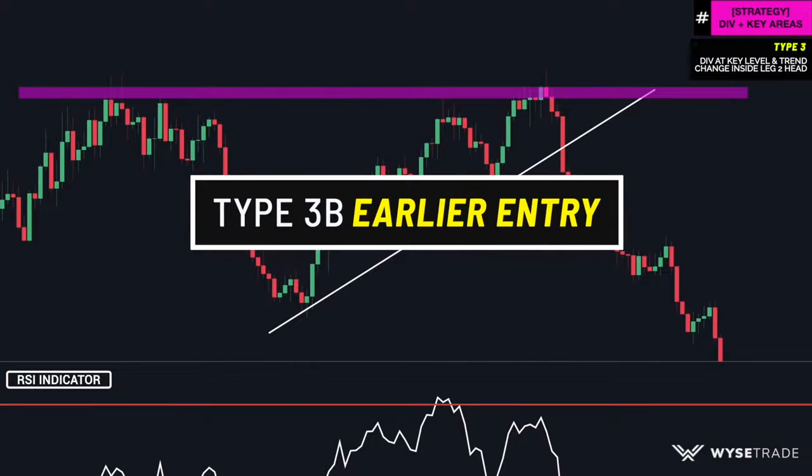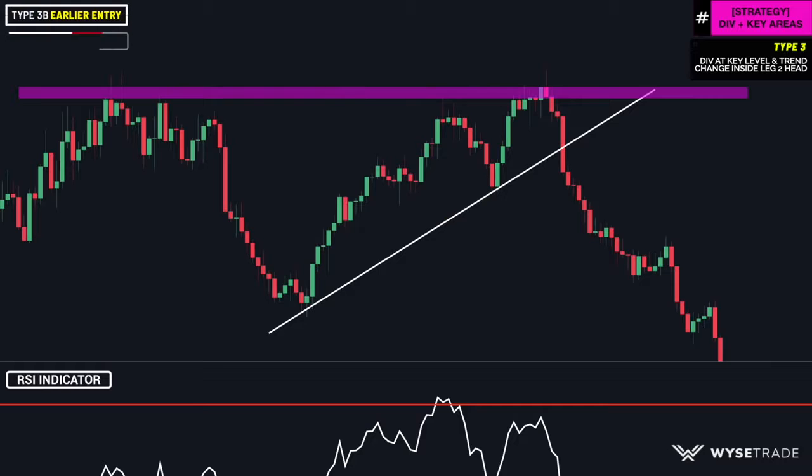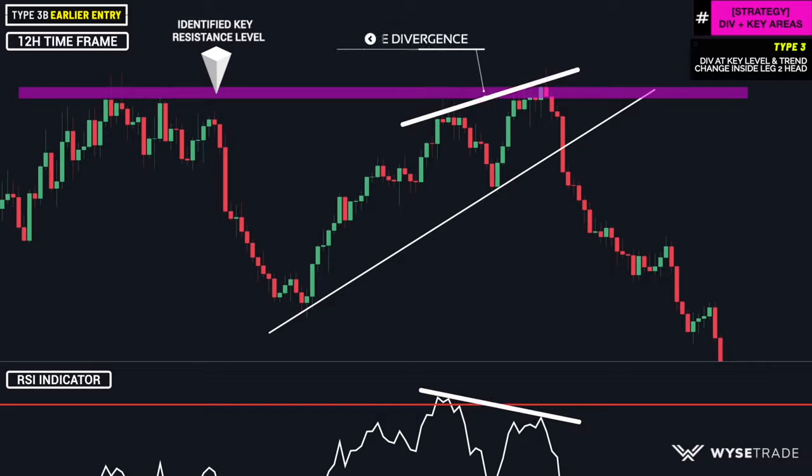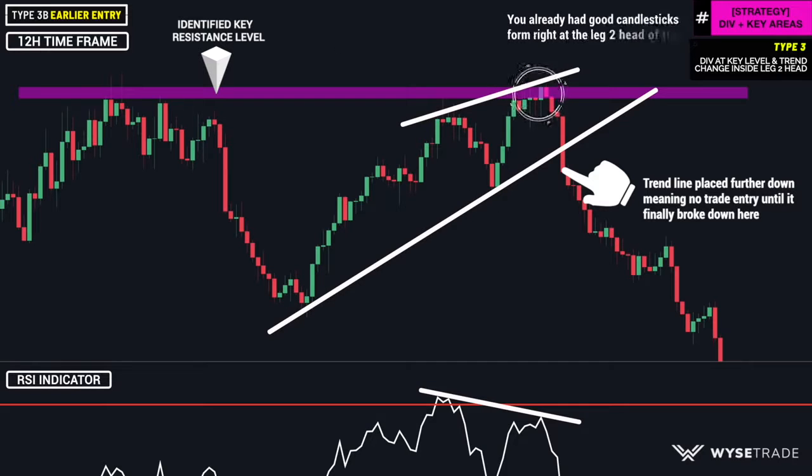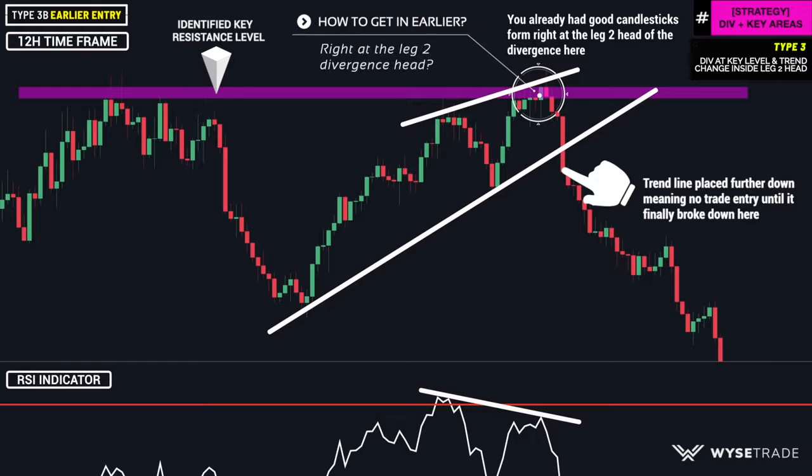So let's move on to type 3B, which is when you want an earlier entry. So this is the 12-hour time frame, and you had your clear reversal point here, giving you key resistance. So you had great wide divergence form right at the key resistance level. Now the issue is that your trend line was placed at these swing lows here, meaning that you would have to wait for price to break it down here before you could enter the market. Now you already had good candlesticks forming at the key level. So how do you get in with an earlier entry right at this leg 2 head of divergence?